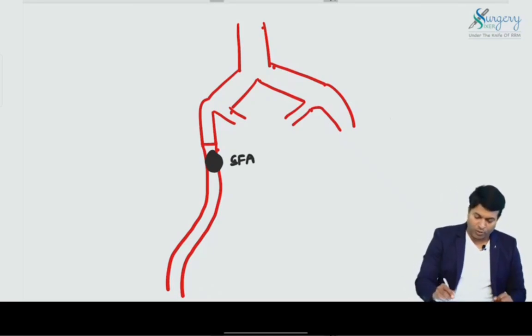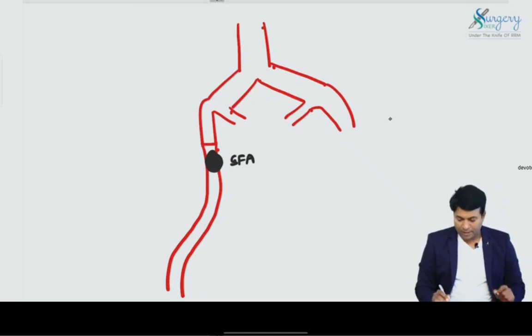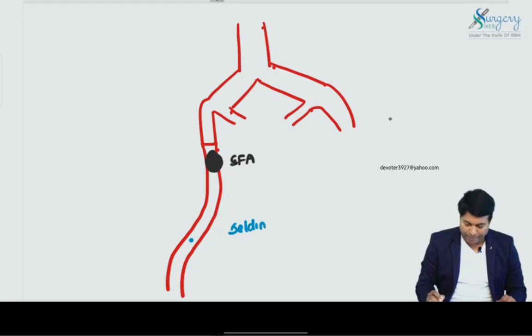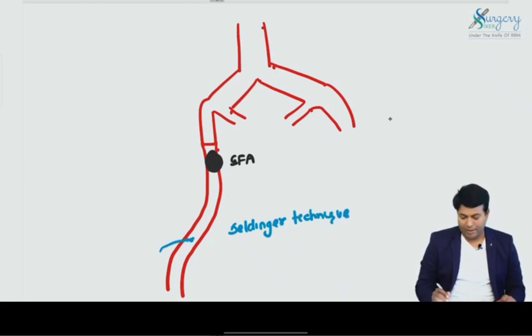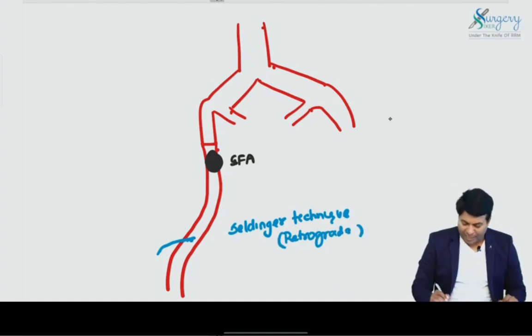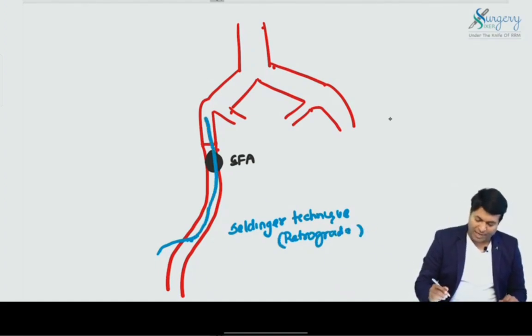So what I will do is use the Seldinger technique. What is this technique? In the Seldinger technique, I will cannulate the artery in a retrograde way, using a special needle known as a Seldinger needle, and I will pass the guide wire distal to the embolus like this. Distal to the embolus, I will pass a guide wire, and through this guide wire, I will pass a balloon.